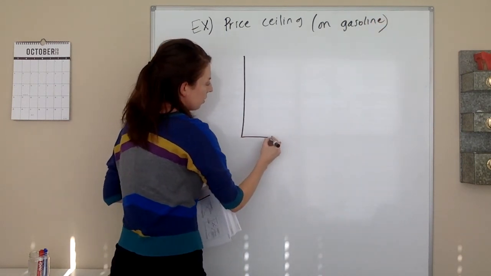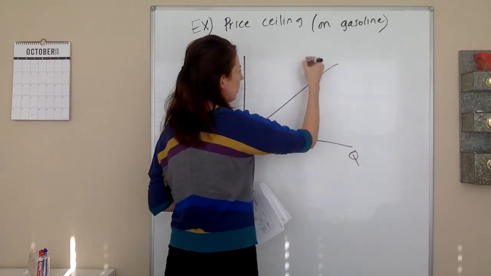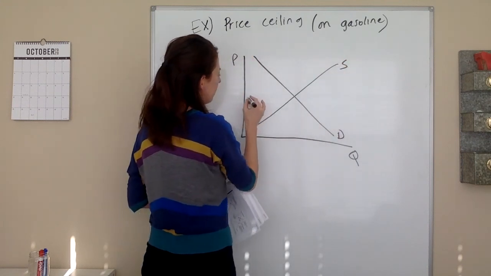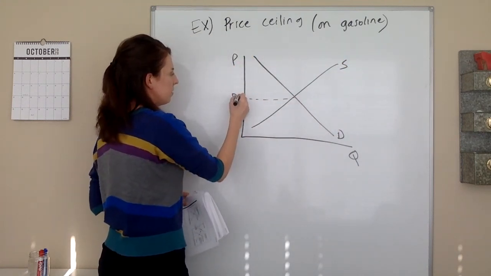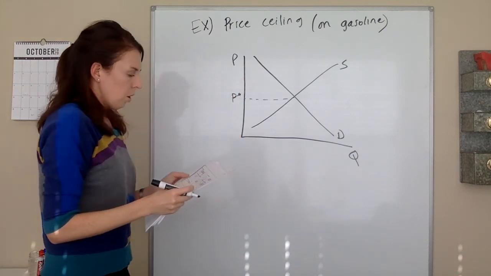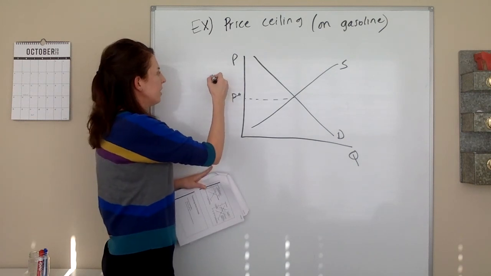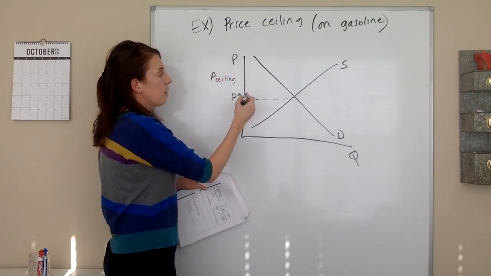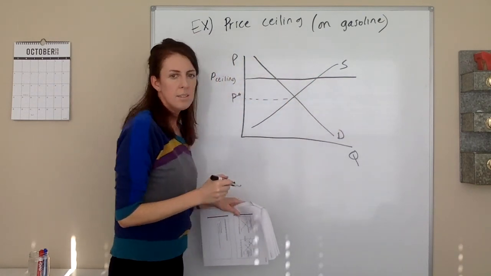Okay, so originally we had an equilibrium price for gasoline that was at P star. Originally the government came in and set a price ceiling at a level that was above the equilibrium. Note that this is not binding, right?